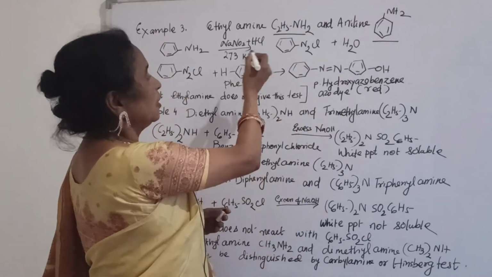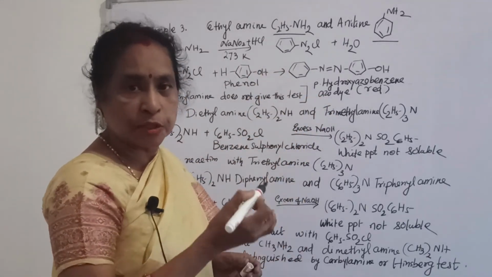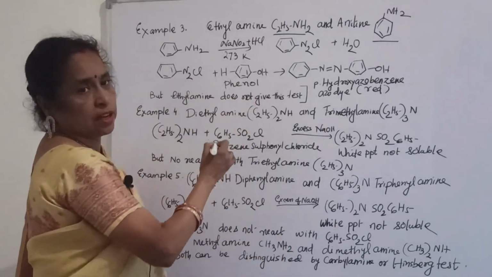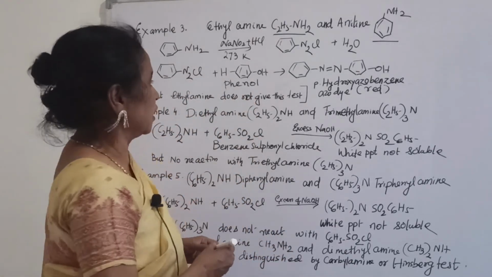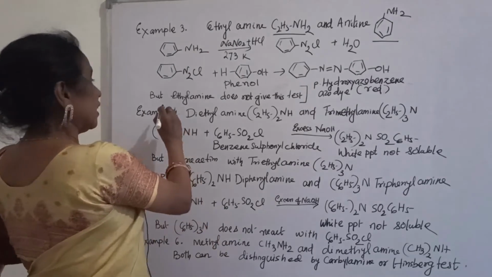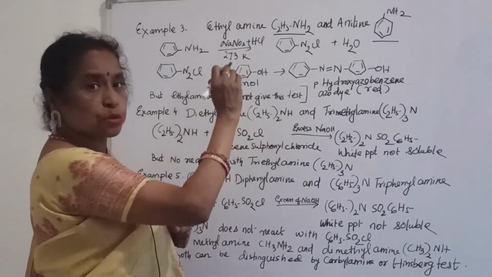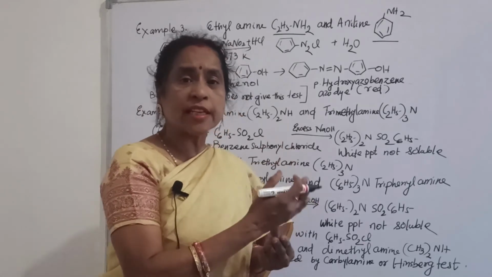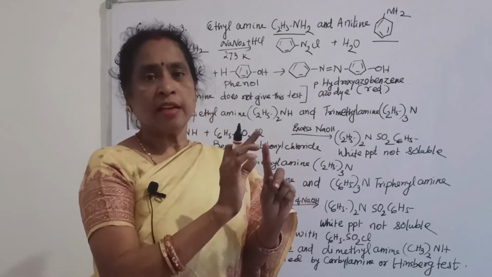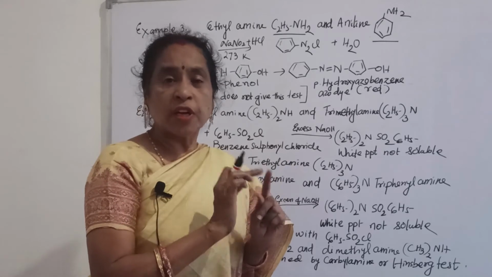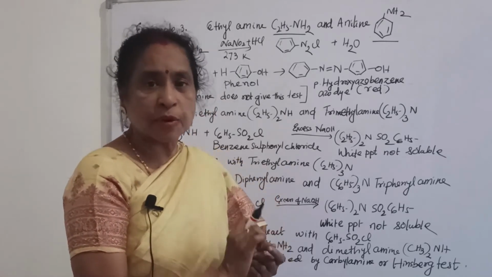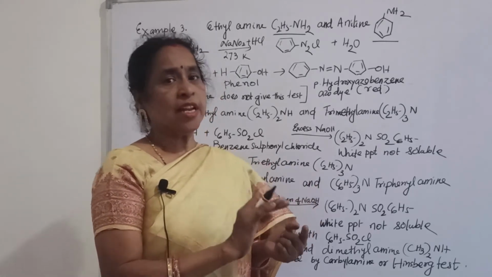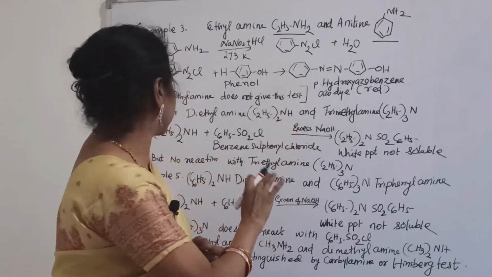What is that? You will take NaNO2 and HCl at 0 degree centigrade, then add phenol, it gives the azo dye test, it gives red color. But ethylamine does not give this test. You should write ethylamine. Why does ethylamine not give this test? Because here there is no free benzene ring, there is only aliphatic group. That is why aliphatic primary amine never gives this test.